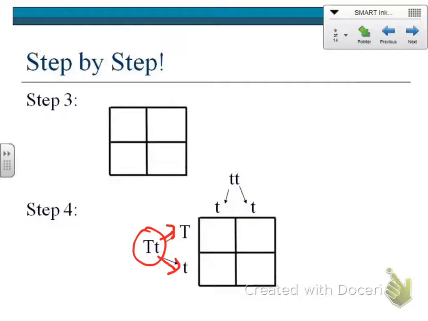Then you're going to take little t, and you're going to make sure you've got it at each column. Now, I will tell you this. It doesn't matter where you put it. It would have been okay if little t went on the side, as long as the whole genotype is on one side.